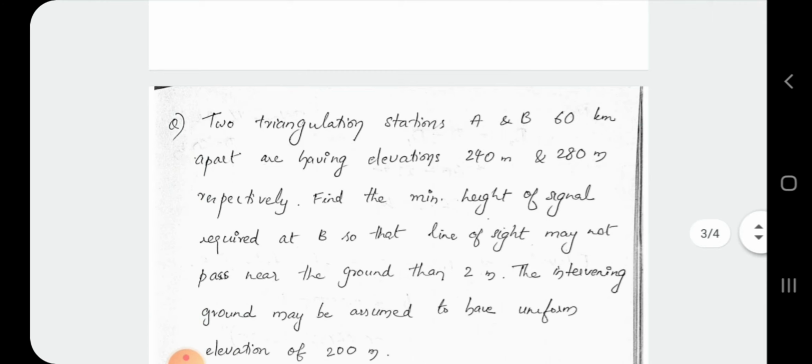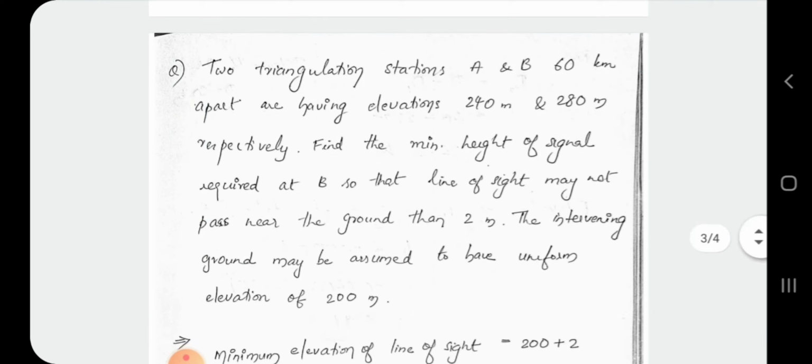We'll discuss one more question. There are two triangulation stations A and B, 60 kilometers apart, having elevations 240 meters and 280 meters respectively above datum. Find the minimum height of signal required at B so that the line of sight may not pass nearer the ground than 2 meters. The intervening ground may be assumed to have a uniform elevation of 200 meters.